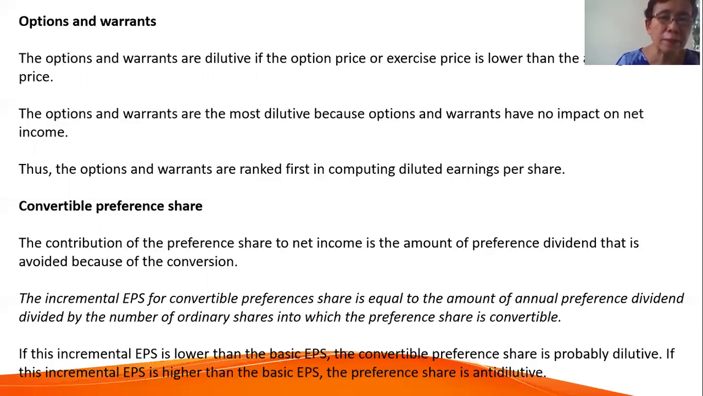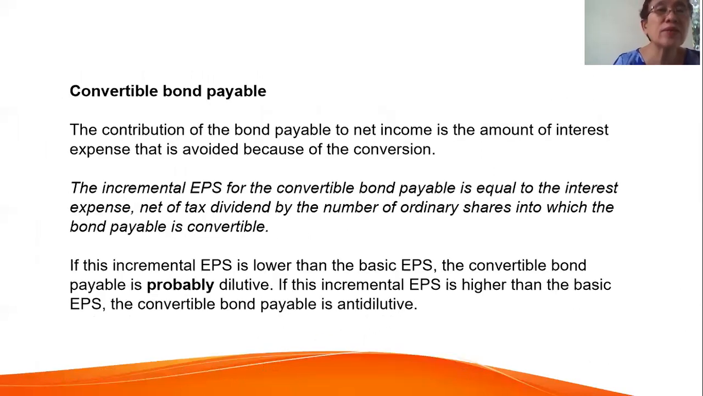The incremental EPS for convertible preference share is equal to the amount of annual preference dividend divided by the number of ordinary shares into which the preference share is convertible. If this incremental EPS is lower than the basic EPS, the convertible preference share is probably dilutive. If this incremental EPS is higher than the basic EPS, then it is anti-dilutive.